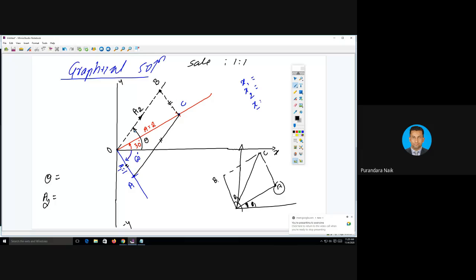The graphical solution is somewhat different from the previous one because the resultant is given. This is given and this is given. A1 is given. We need to find out the value of A2. But in the previous case, A1 and A2 were given, but we needed to find out the value of A, the diagonal. But here we need to find out the side of the parallelogram, A2. Tell me the answer for theta and A2.